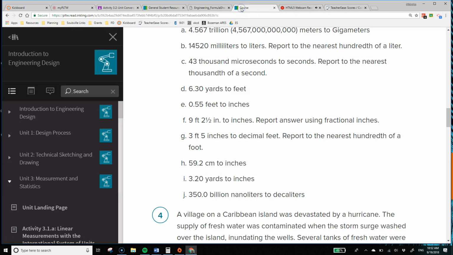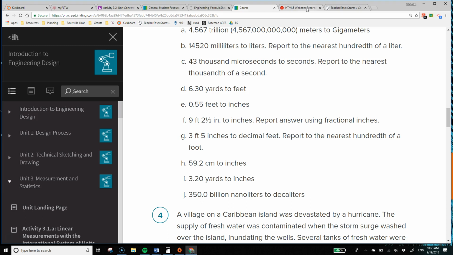This is our 2-part conversion. So it is 3.2 yards to inches. All right. Looking at your formula sheet, is there a conversion from yards to inches? No, but there is one to feet. So how do I convert yards to feet? 1 yard equals 3 feet. Yards are on the bottom. Feet are on the top.